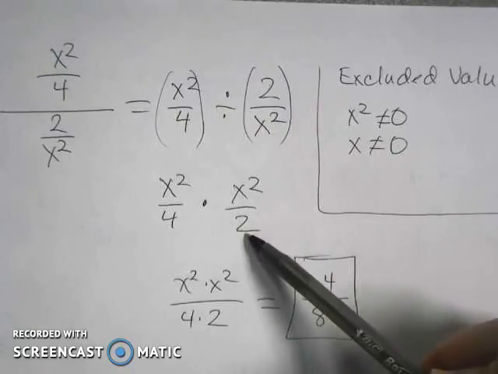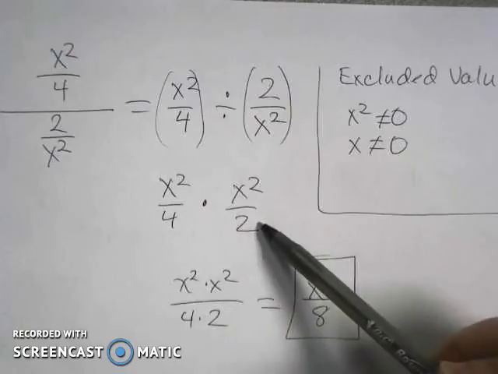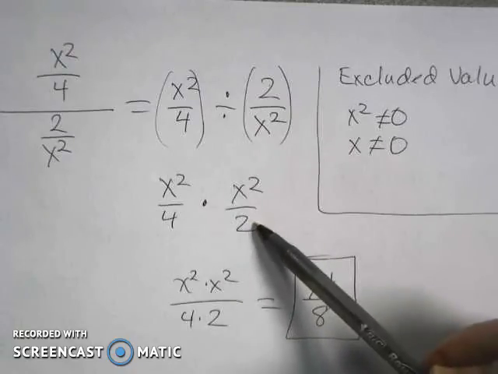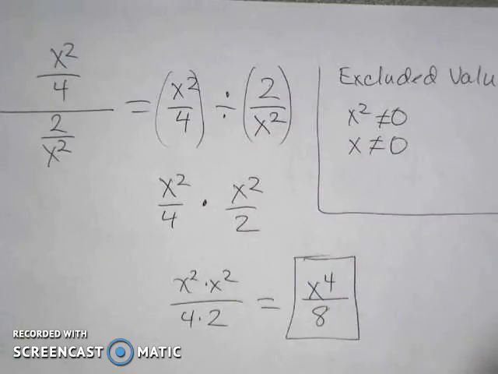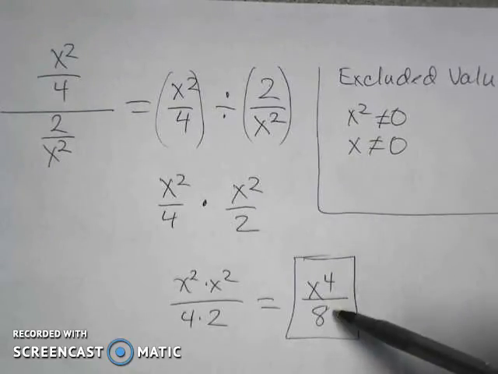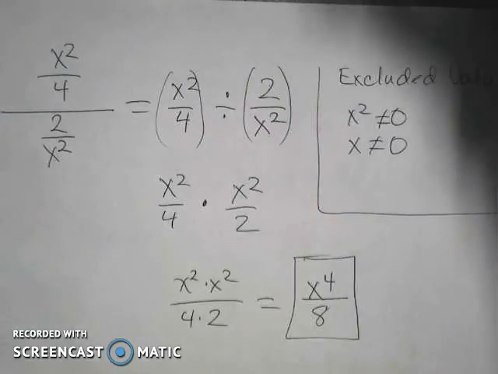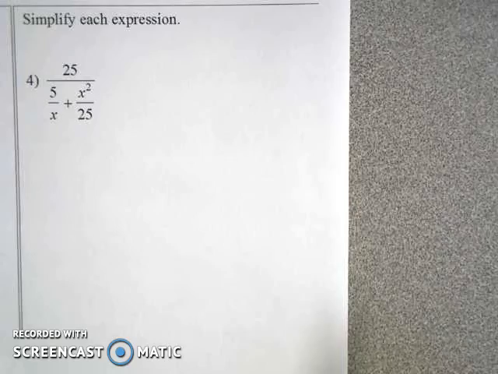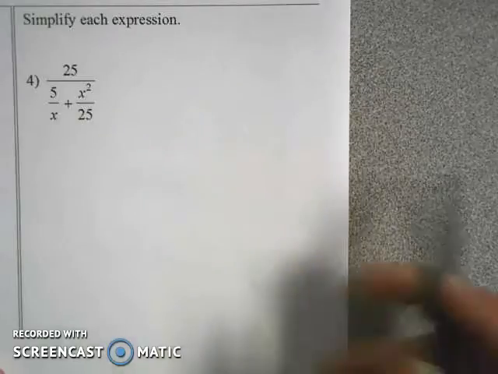If there were another variable in the denominator, once I rewrite it as multiplication of the reciprocal, then I'd have to deal with that variable as well. But in this case, it's just the one, so that's it. We have our excluded value, and we also have our simplified rational expression. So let's take a look at one more.